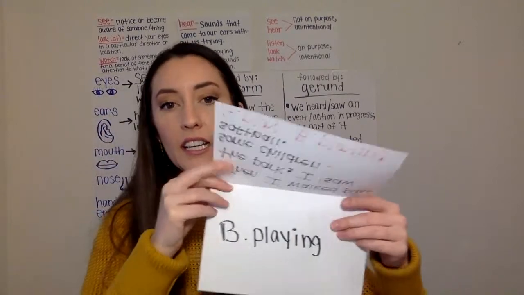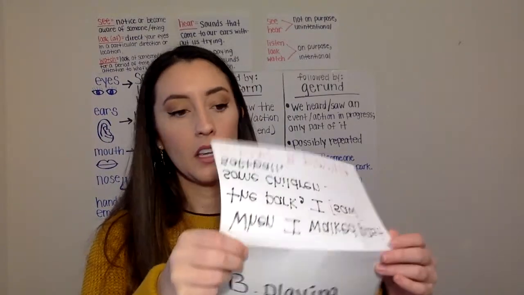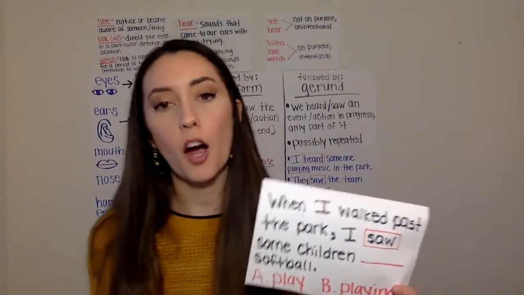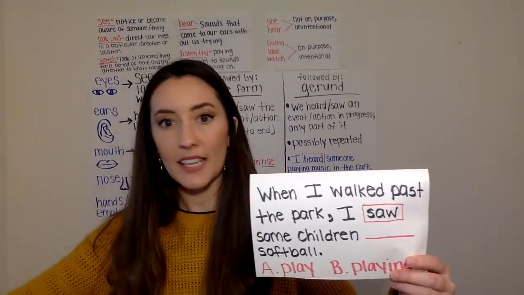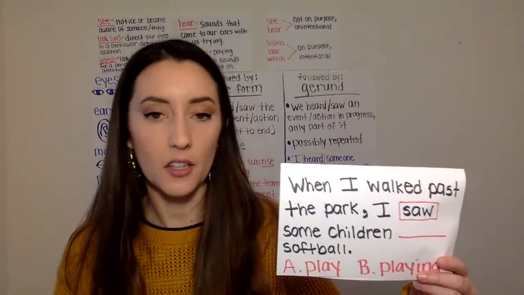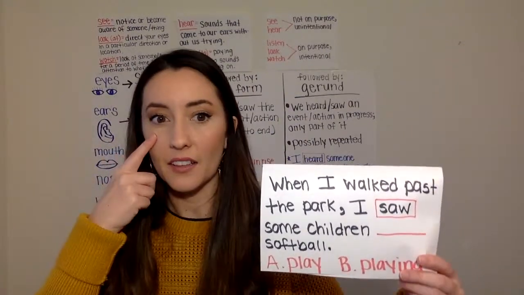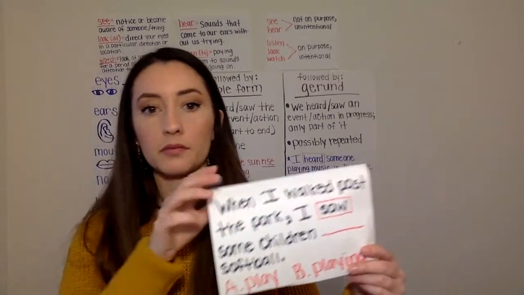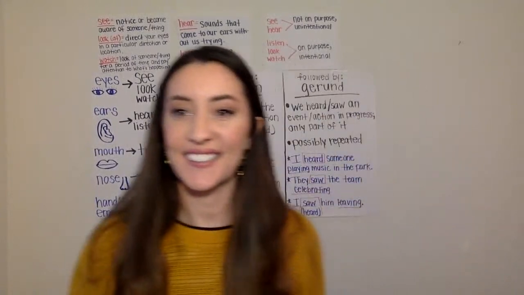Okay, very good. The answer to this one is playing, playing. So I'm just passing by the park. I didn't go to the park, wait for the children to arrive, watch them take out their equipment and start to play softball until they left, okay? I wasn't there from the beginning to the end. I'm just passing by, okay? I'm passing by and I saw them playing softball. Very good. You guys are so smart.